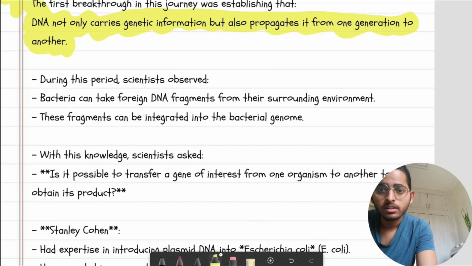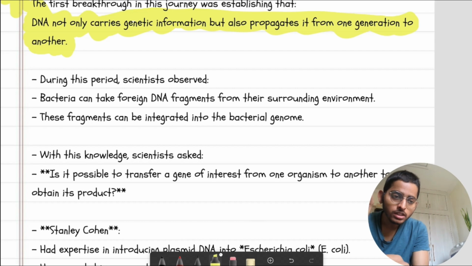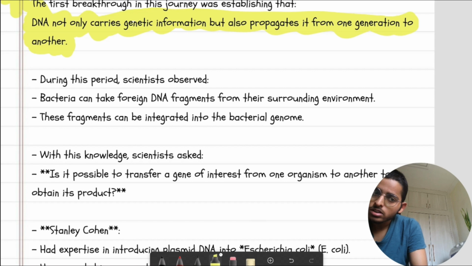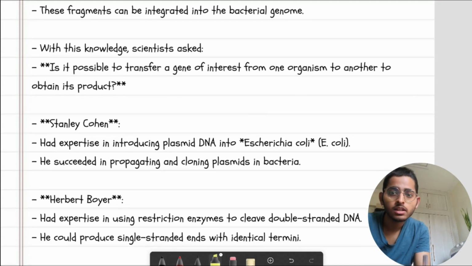During this period, scientists and researchers observed that bacteria are able to take up exogenous DNA, the genome from the surroundings. When they observed this particular phenomenon, they said, why can't we introduce some genes and why can't that bacteria integrate that into its system? That's how the whole discovery, the whole demonstration came into existence. And that's how they asked the question: is it possible to transfer the gene of interest, insert it in the organism, to obtain its product?